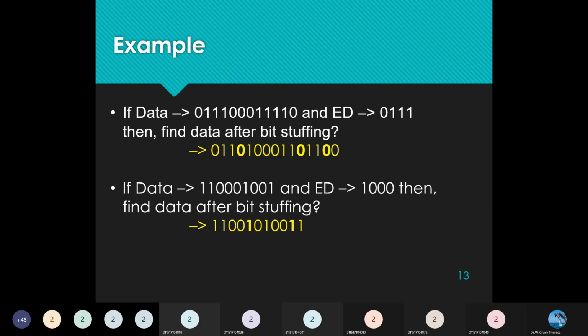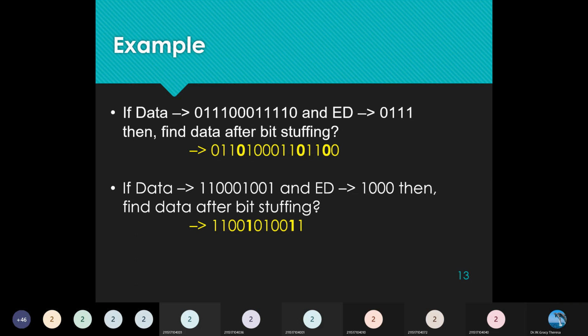The same in the second example: the data is double one, 000, and 1 1 1 0 0 1, and the end delimiter is 1 0 0 0, that is 1000. So here we have 0 0 0 as the end delimiter. Normally from this we can say that if it is 0 0 0, we can choose only 2 zeros. Since it is 0, the bit we are going to stuff is 1. Okay, so after the 2 zeros we are going to stuff 1.